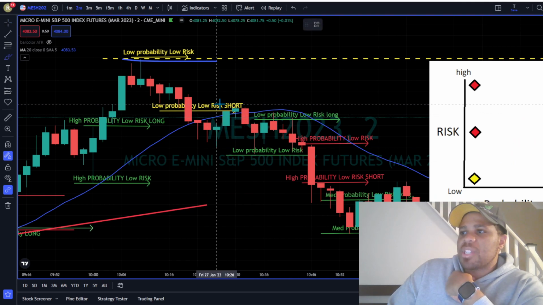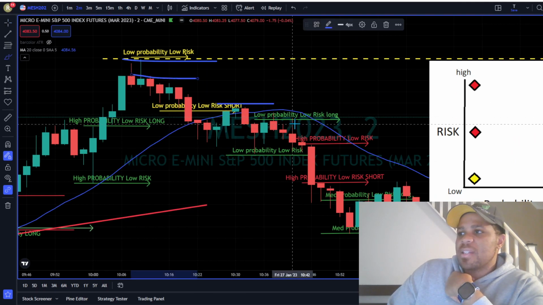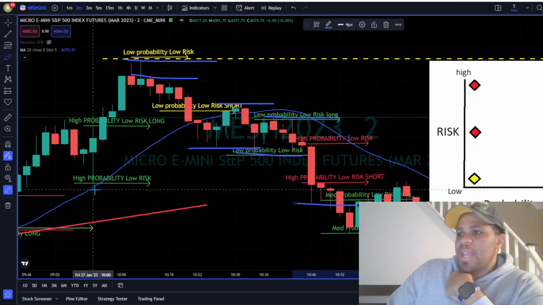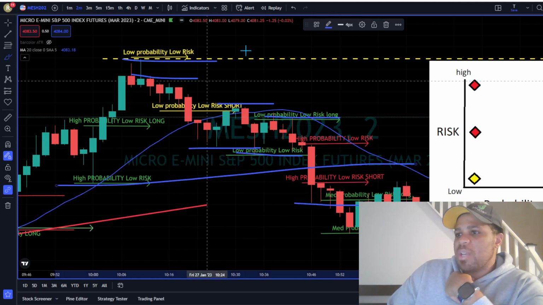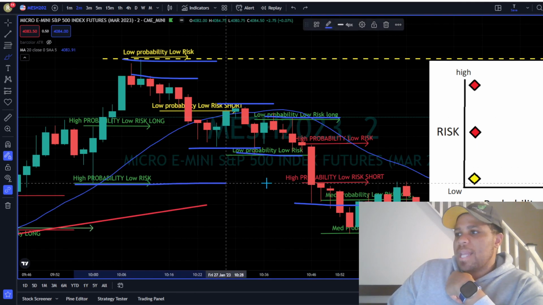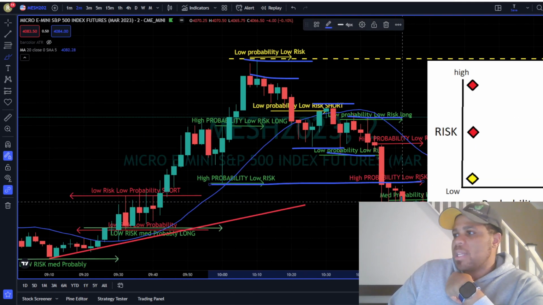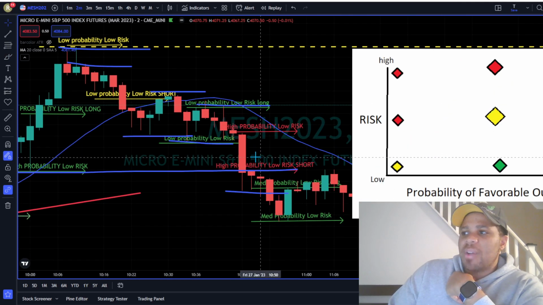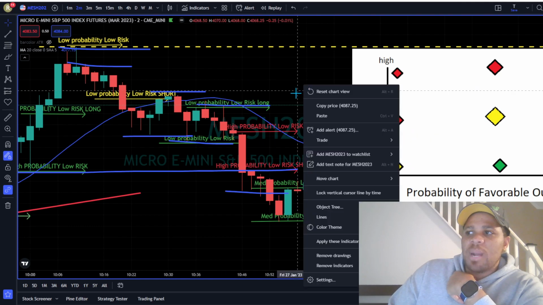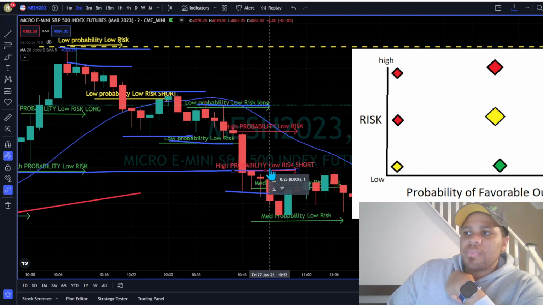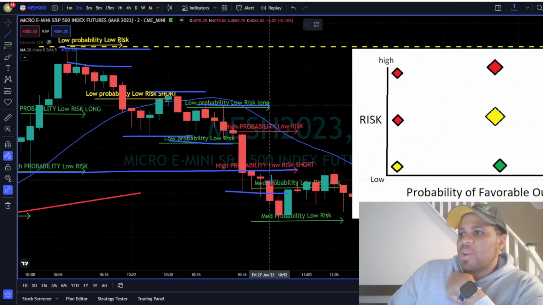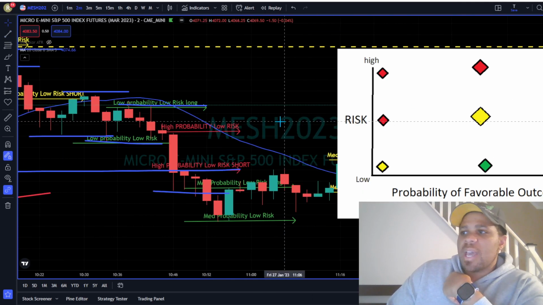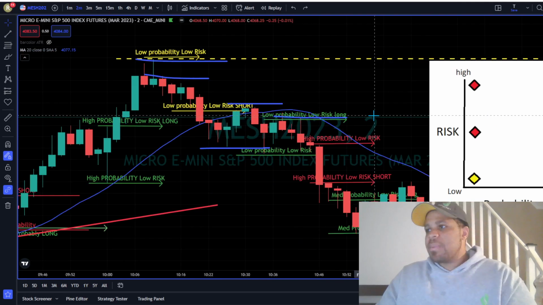But what makes this high probability for a short is that you are below the moving average, and the same thing we just talked about: lower highs, all the way down, lower highs, lower lows. And you just broke this swing low here with that move. So it's higher probability that this is going to continue down than that it's going to go up. And it's low risk, because you only have this bar right here, and you're risking about 6 points, about 7.5 points.